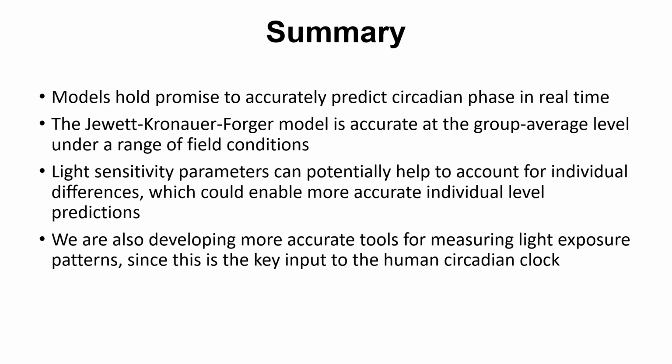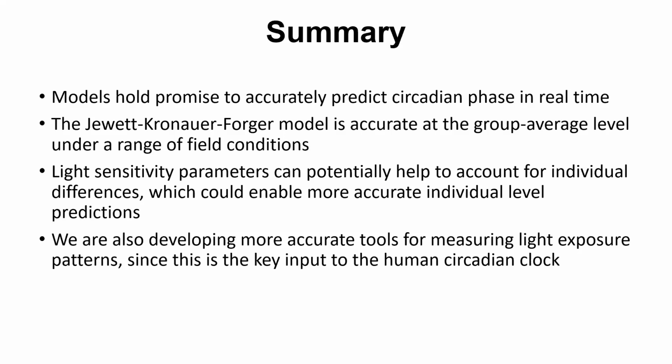I think what we're finding now is that light sensitivity parameters are potentially an unexplored avenue for individual differences that we've only just latched onto. And I'm hoping that could ultimately enable more accurate individual level predictions. Part of the reason I have that hope is I think it may be easier to measure light sensitivity than it would be to measure someone's intrinsic circadian period.